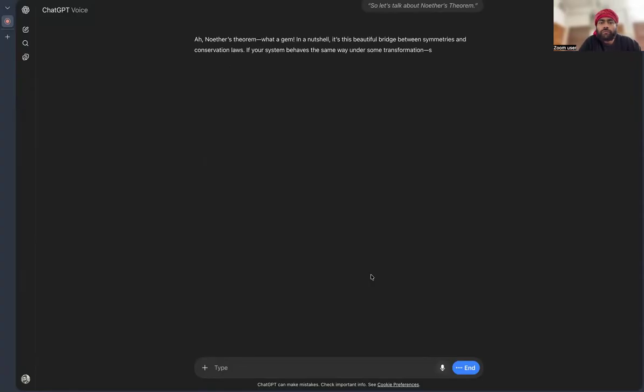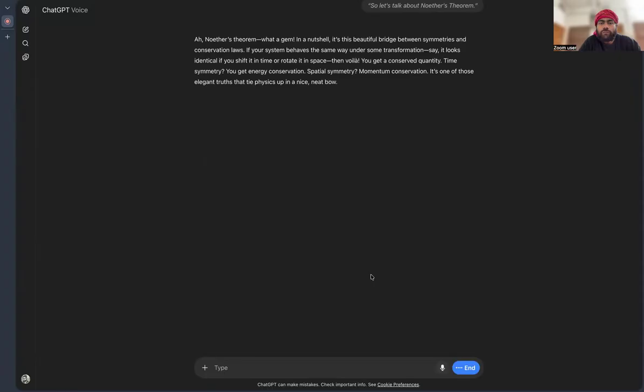If your system behaves the same way under some transformation, say it looks identical if you shift it in time or rotate it in space, then voila, you get a conserved quantity. Time symmetry, you get energy conservation. Spatial symmetry, momentum conservation. It's one of those elegant truths that tie physics up in a nice, neat bow.